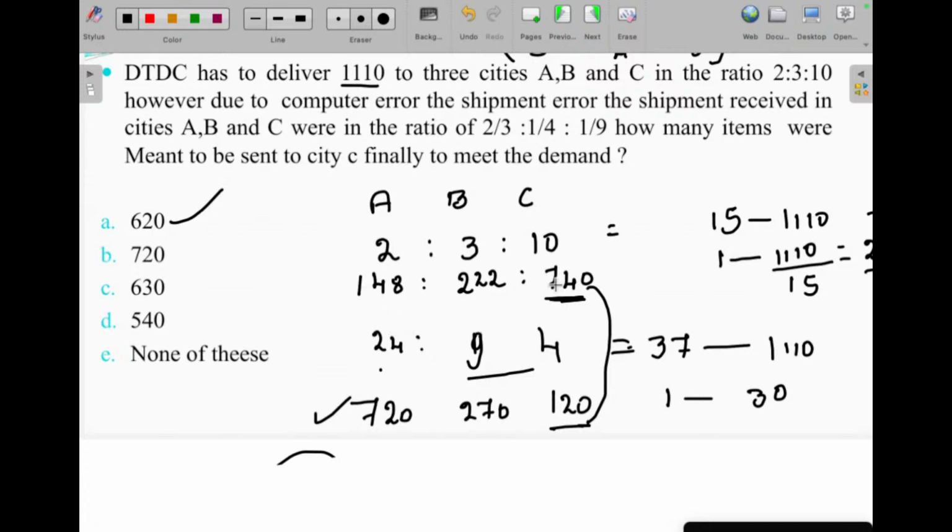Okay, so to meet the demand, actually I need to send 740. By mistake I am sending only 120. To meet the demand means how many? By mistake I am sending 120, which means 600 I am not sending. To meet that 740, I need to send another 620 letters. Okay, that's the meaning of this question.